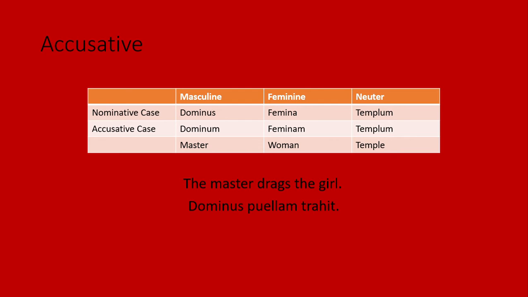And the example here is: the master drags the girl, dominus puellam trahit. Puellam being the accusative direct object of trahit, because the girl is directly acted upon by the master who drags her.